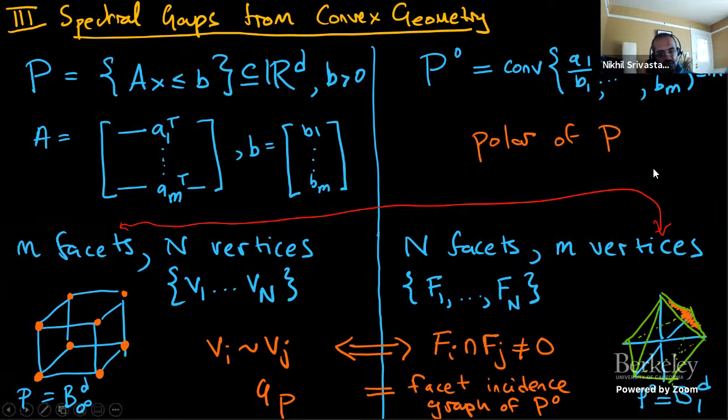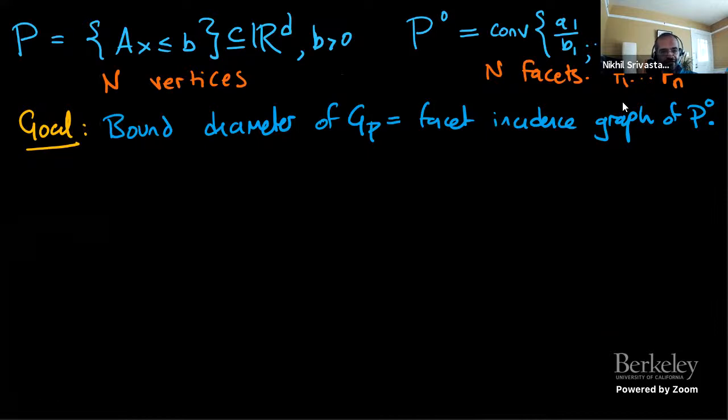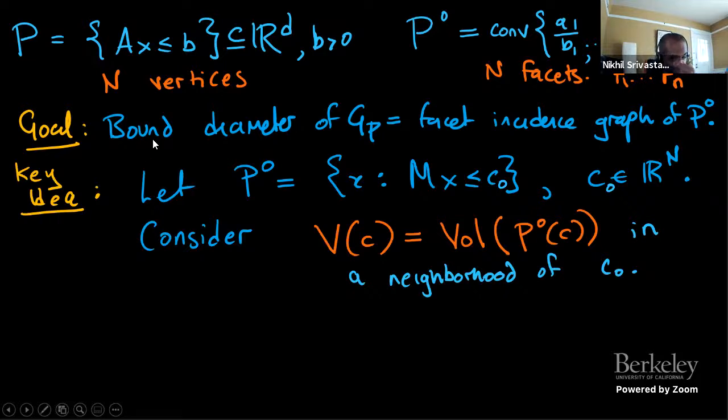So this is now our goal. You have P, we pass to P polar, which now has N facets. So it should be a capital N. And the goal is to bound the diameter of the facet incidence graph of P polar. The key idea is to do something that seems not relevant, which is to look at the volume of P polar.